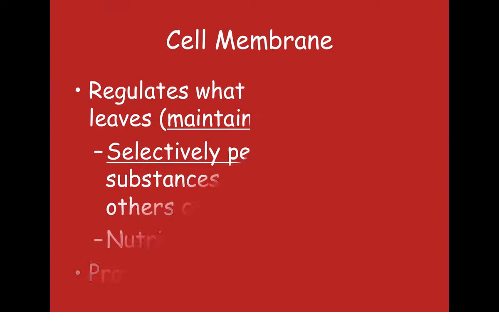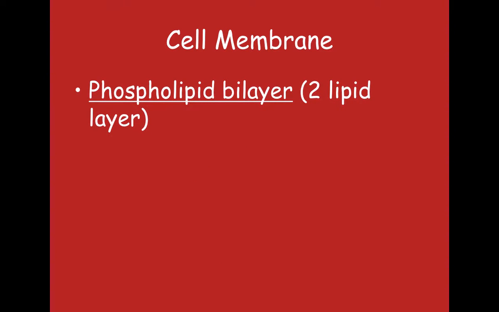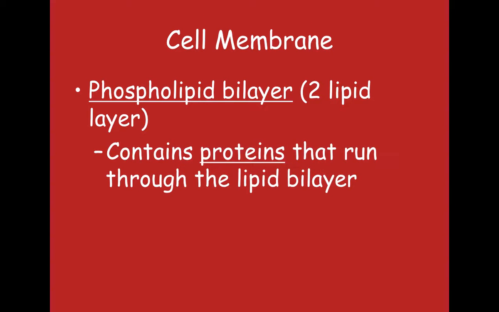If we look at the cell membrane itself, it is made up of what we call a phospholipid bilayer. So we actually have two layers of lipid molecules that make up this cell membrane. It's kind of like a sandwich. The lipids are kind of like the bread, and then there's some fluid in between that allows it to kind of hold together. There are also proteins that run through the lipid bilayer.